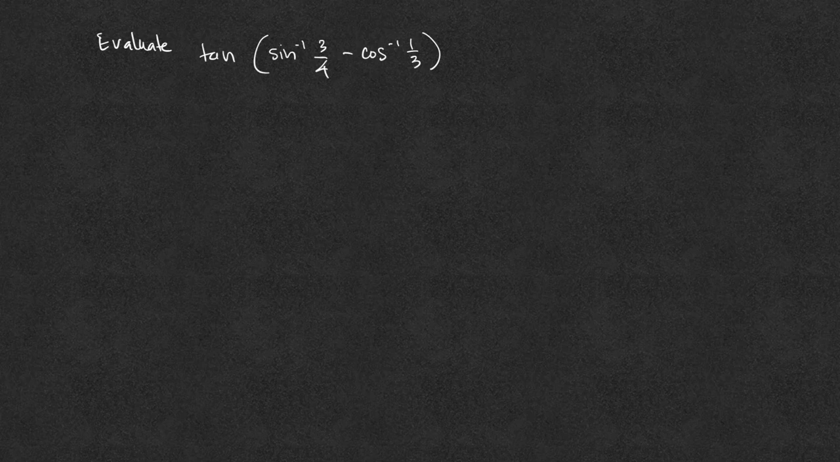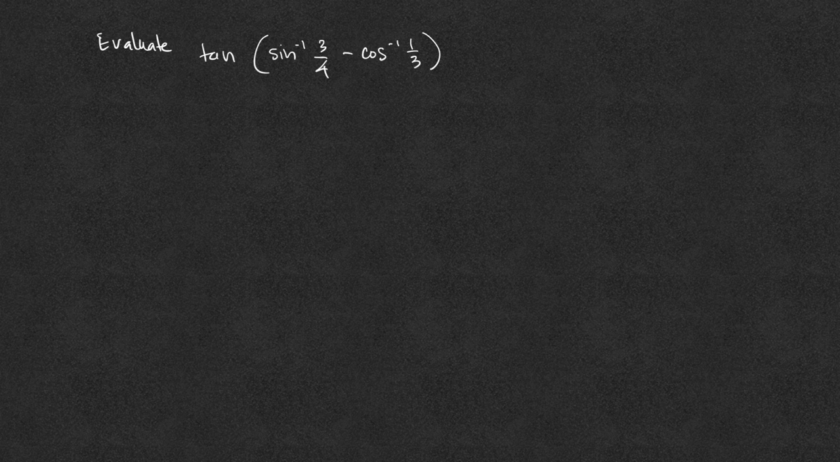Evaluate tangent of sine inverse of 3 over 4 minus cosine inverse of 1/3. With this type of problem, we can never use a calculator because the calculator will give us a decimal answer, and we want the exact answer, even if it is not stated explicitly that we need to find the exact answer. We will need to show the work and evaluate this exact value.